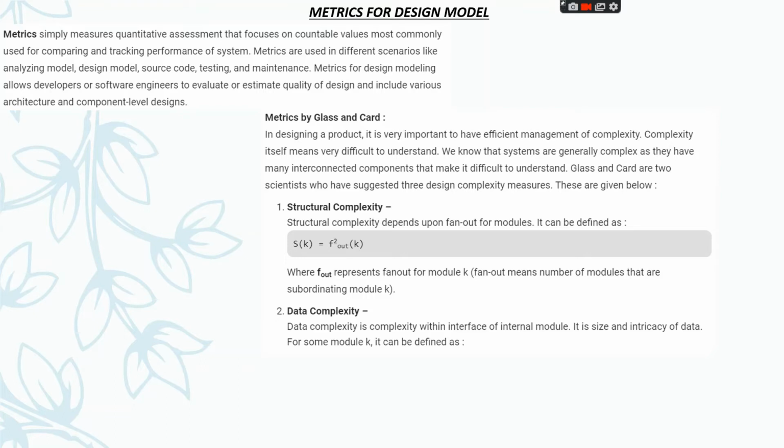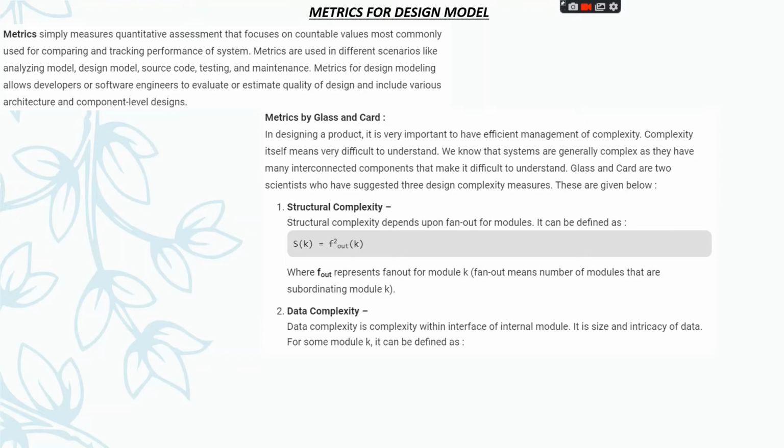And now we'll deal with metrics for design modeling, which allows developers or software engineers to evaluate or estimate the quality of a design and include various architecture and component level designs. So here is one class of metrics for design model, that is metrics by Card and Glass.